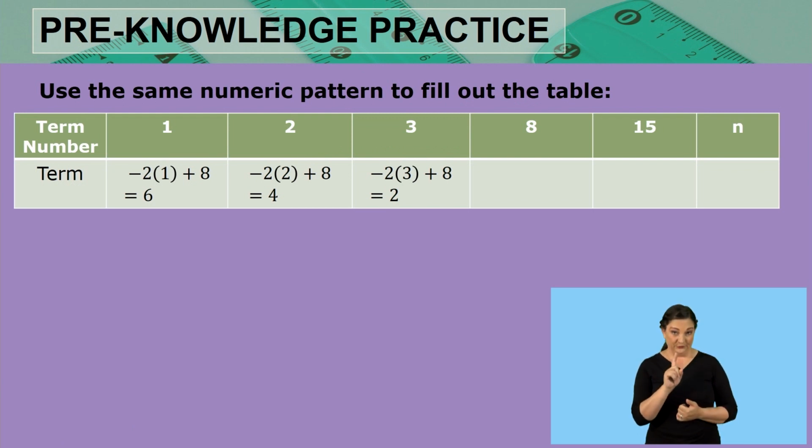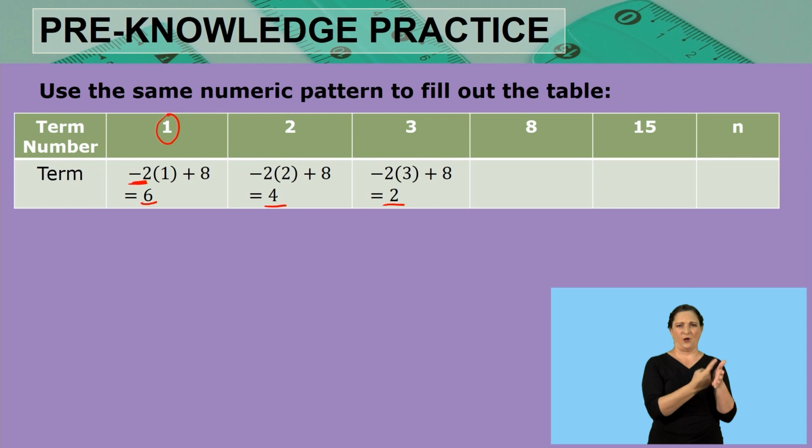So now let's use that pattern to fill out this table. Again, we have the first 3 terms in the table, that is our 6, our 4, and our 2. But how did we get to those terms? Firstly, we take the term number and multiply it with that negative 2. Where does the negative 2 come from? As you have seen, for us to find the next term, we were adding a negative 2. That is the same as subtracting that 2.